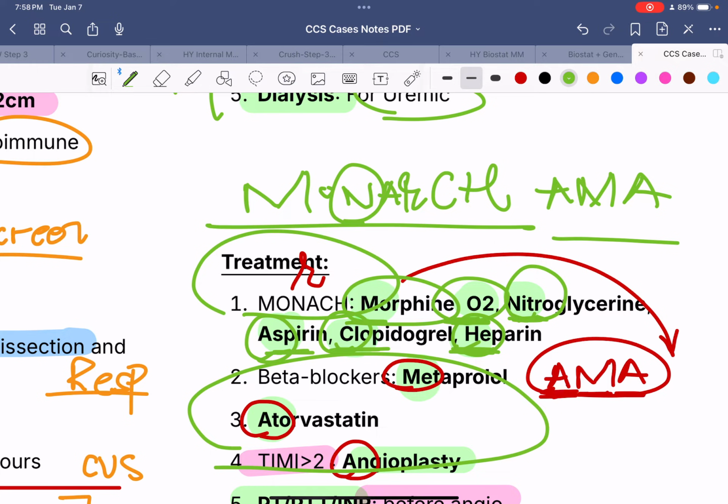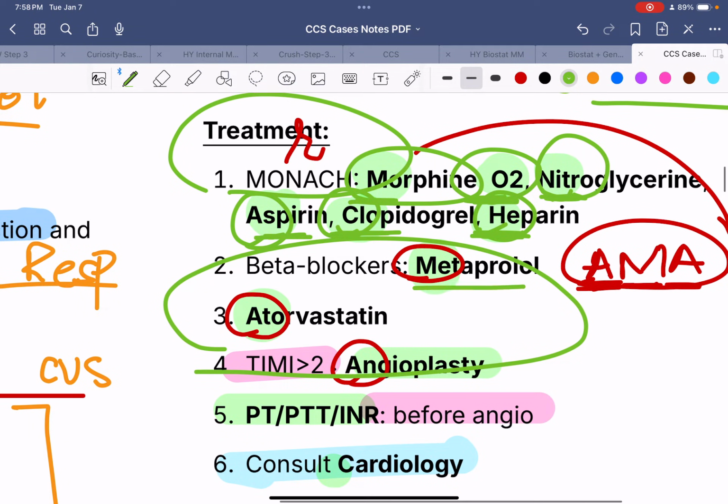So let's quickly revise Monarch. M is morphine, O is oxygen, A is aspirin, and along with aspirin, of course, you can memorize clopidogrel. N is nitroglycerin, C is clopidogrel, and H is heparin. Then we have AMA, Ask Me Anything. Specifically for the control of angina, you're going to give metoprolol, which is going to decrease the cardiac contractility and the oxygen demand. So that is for M.